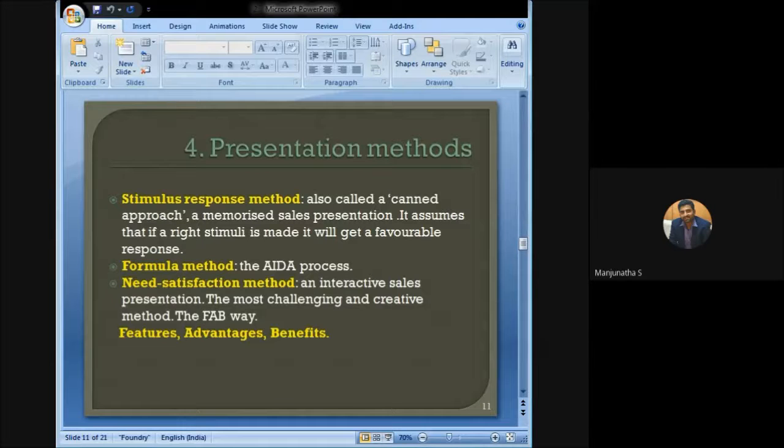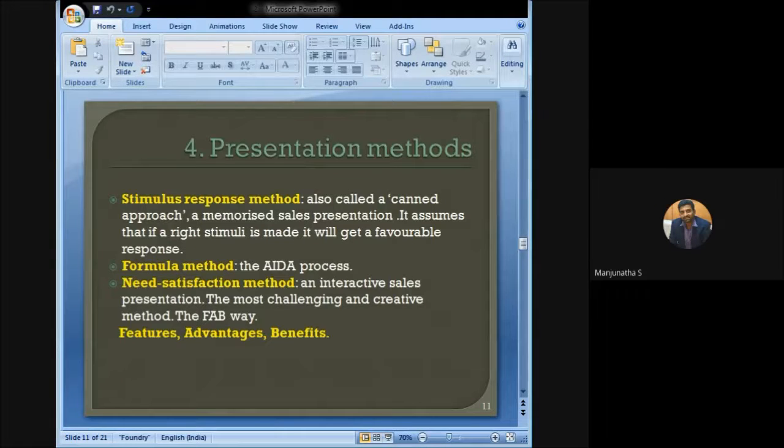Then the fourth one is presentation methods. Here there will be different methods of presentation. Stimulus response method is one presentation method. It is also called the canned approach. Here, a memorized sales presentation assumes that if the right stimuli is made, it will get a favorable response. That is like individually understanding the customers and preparing a presentation, and as per their expectations the response will be given.